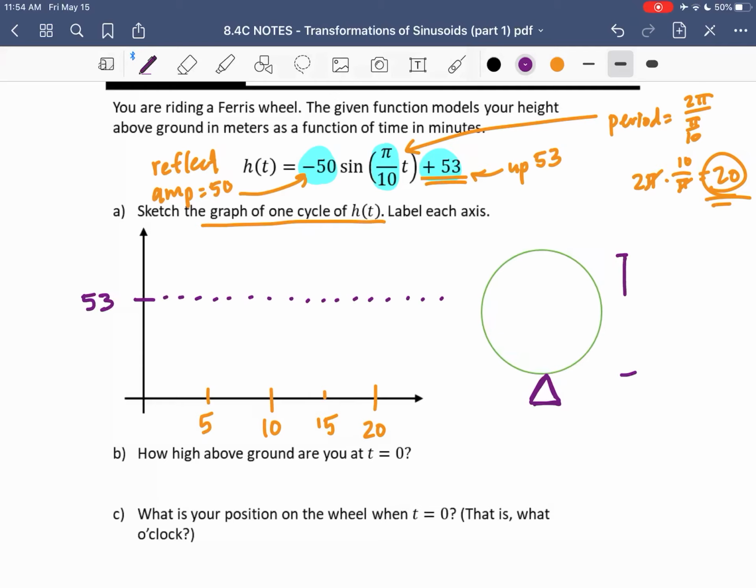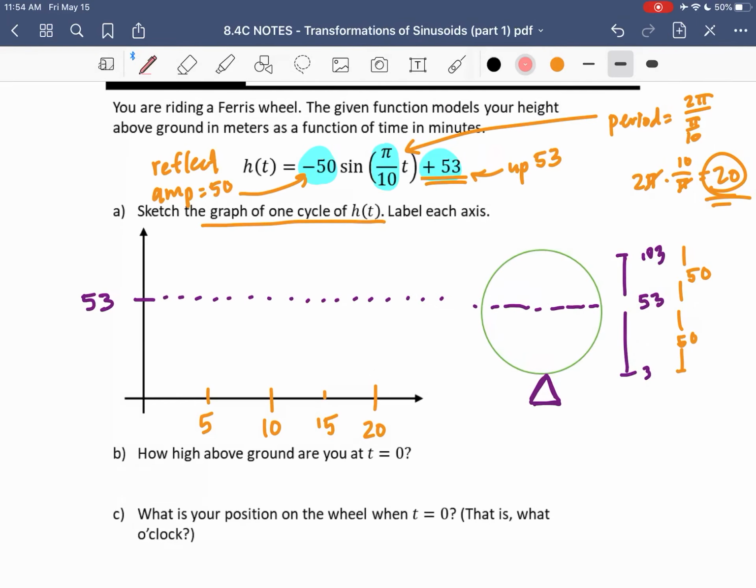Well, it means the diameter, we're going up and down from 50. So what's our max height going to be? Well, it's going to be 53 plus 50. So our max height is going to be 103. Our min height is going to be 3. That's where we're going to be loading. And the center is going to be 53 feet right there. And you can see that amplitude of 50 right here.